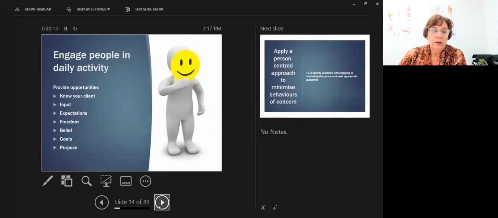Engaging people in the daily living activities, getting them to use every opportunity to develop and grow, helping them to put expectations down, and providing them with the freedom to choose, and their beliefs and their goals, and giving them purpose. Part of these activities that we do with them is what helps us to prevent behaviors of concern.